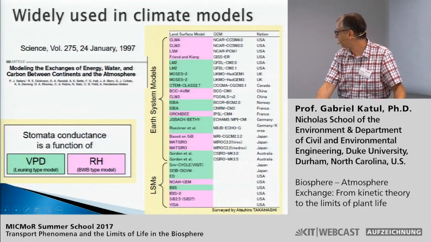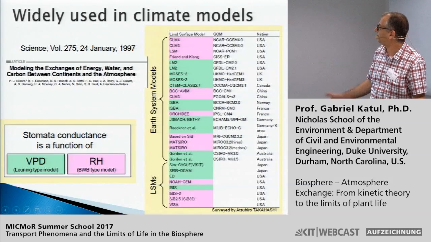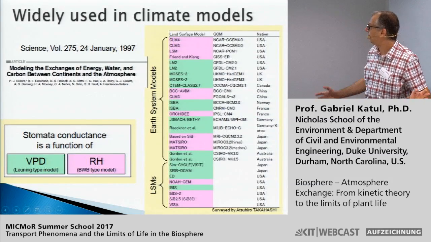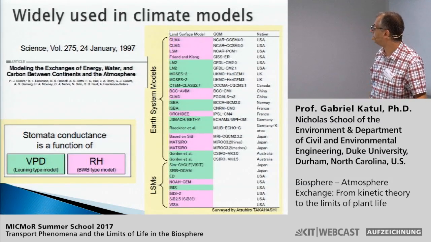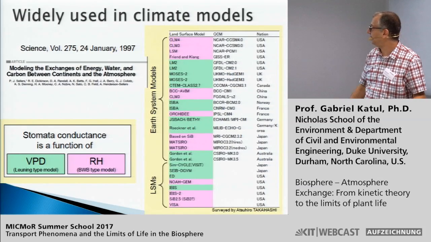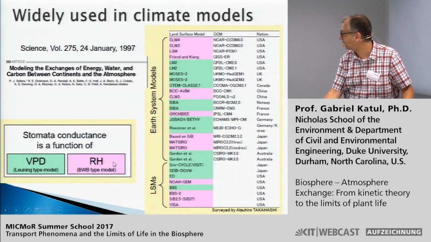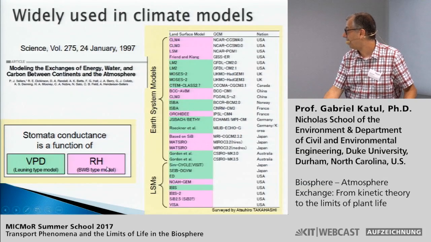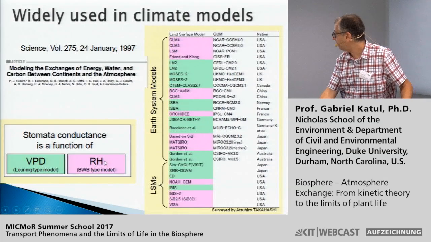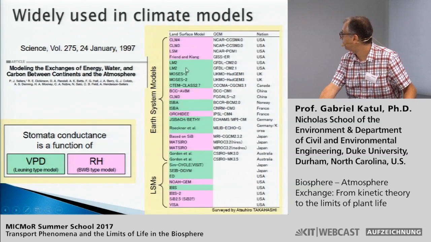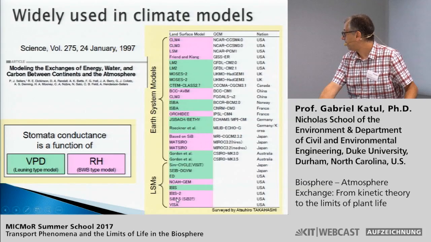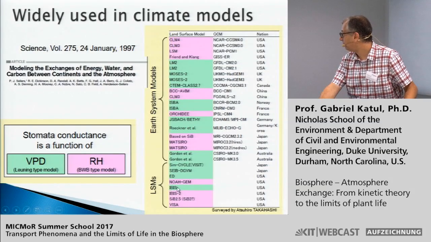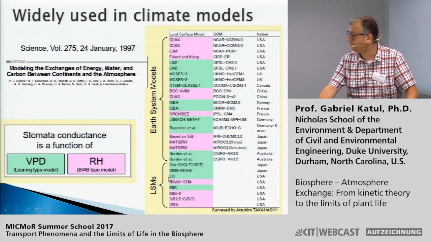And in fact, Takahashi did a nice survey where he took all the Earth system models and the land surface models and tried to characterize how they are actually describing their stomatal conductance. The ones colored purple are based on relative humidity, whereas the ones in green are based on the Leuning approximation. So you can see that the majority of these models are in use, they are quite popular, and so those closure assumptions are quite useful.